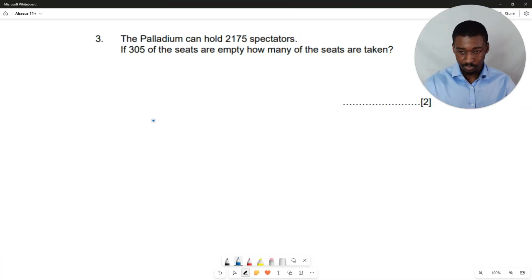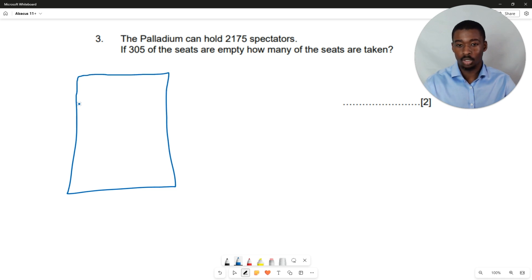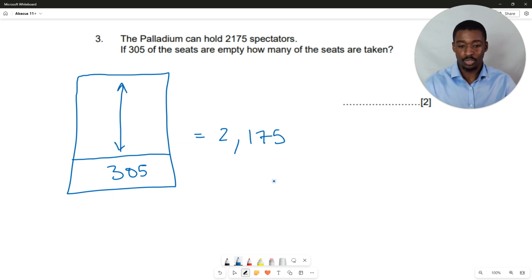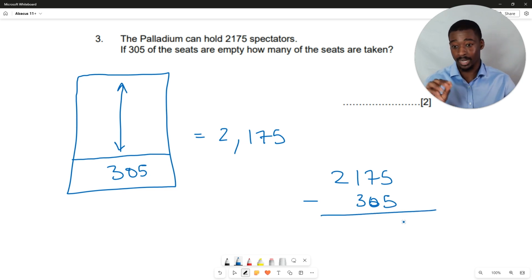So now for our next question, we have the Palladium can hold 2,175 spectators. If 305 of the seats are empty, how many of the seats are taken? So this is going to be a simple subtraction. If we think about it, we have this huge hall and we have 2,175 spaces. Of those 2,175 spaces, 305 are empty. And if 305 are empty, that must mean the rest are taken. So all we do is take this 2,175 and we subtract 305. So it's a very simple question. It's just understanding the maths behind the question.